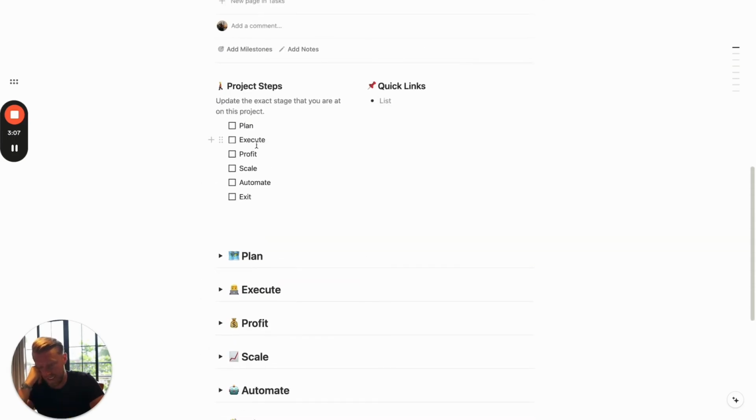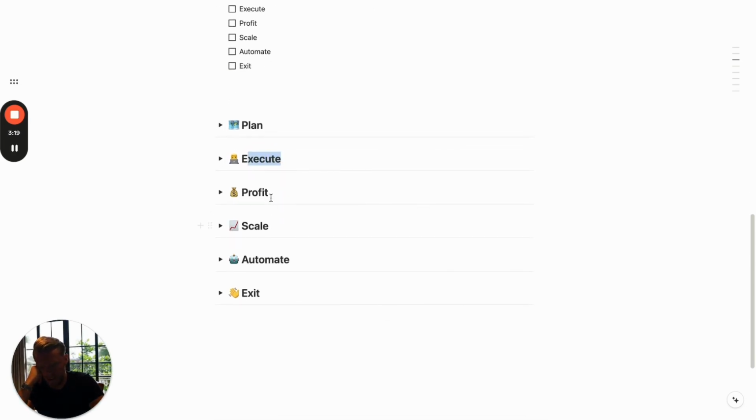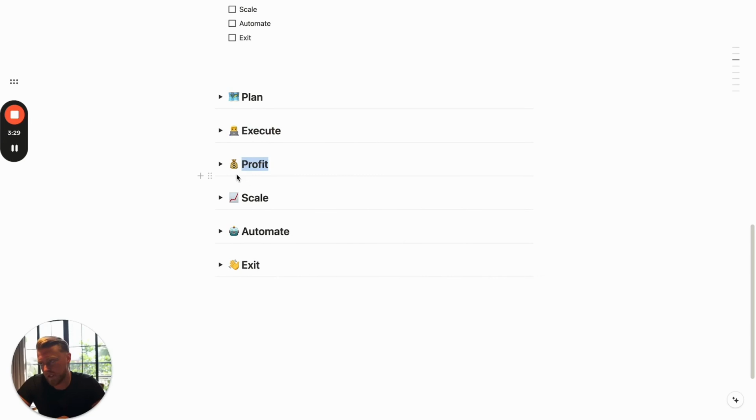Here we have plan, execute, profit, scale, automate, exit. I think these are good categories to look to take any business through. Planning, what is the plan of action? Executing, actually getting the things done. Making a profit, I'll leave that up to you.